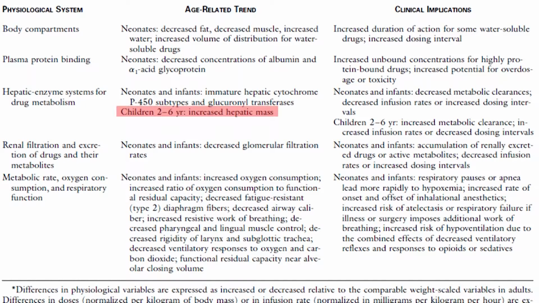In contrast, children 2 to 6 years old have an increased hepatic mass for their body size. This group of patients tends to have an increased metabolic clearance and thus increased infusion rates or decreased dosing intervals. That is, giving medications more frequently may be required in order to achieve appropriate pain relief. As another example, neonates and infants have a decreased glomerular filtration rate, and thus they may have accumulation of renally excreted drugs or active metabolites requiring decreased infusion rates or increased dosing intervals to obtain good pain control.